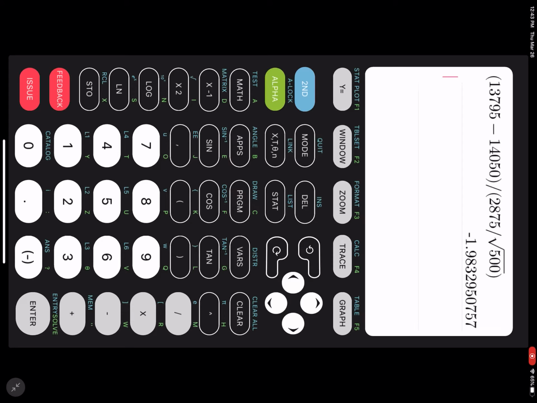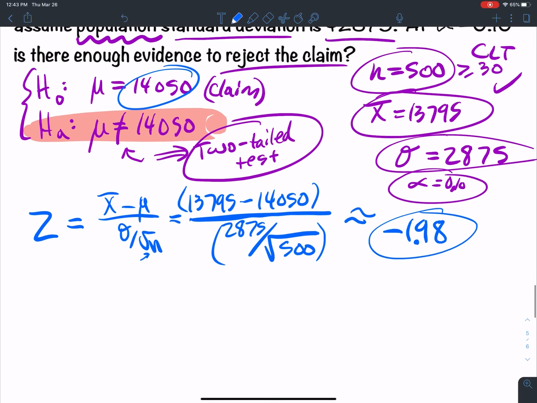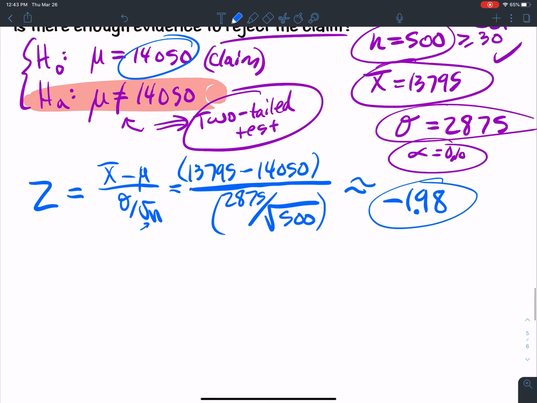And you get negative 1.983. If you round to 2 decimals, that's negative 1.98. Why do I round to 2 decimals? I've got to look this number up in my chart.